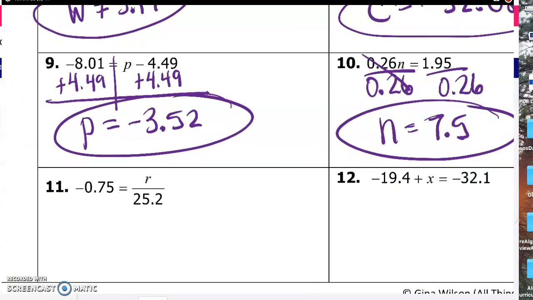We have r divided by 25.2, so we need to multiply by 25.2. So I'm going to flip it around. R equals negative 0.75 times 25.2 gives me negative 18.9.